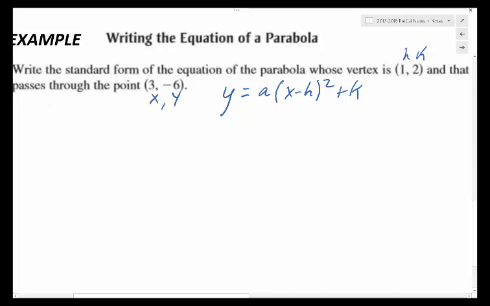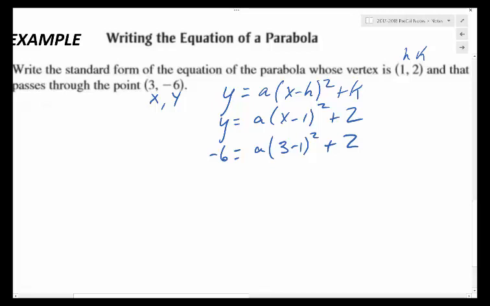Now we're going to use the same logic from chapter 1 where we plugged points into the standard form of the equation of a line, and then solved it to find the y-intercept. We're going to use the same process here. So I know I'm going to have y equals a times (x minus 1) squared plus 2. Now, at first glance you might say, well, we're done. Well, we're not quite done yet. What I have to do is plug in 3 and negative 6 to solve for a. So I'm going to say negative 6 equals a times (3 minus 1) squared plus 2.